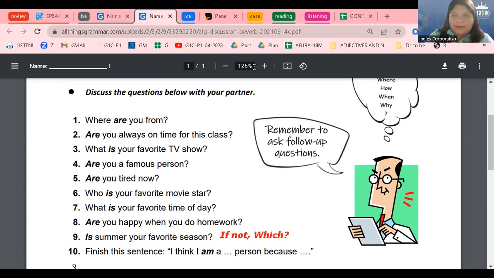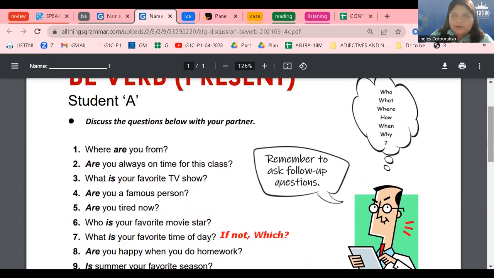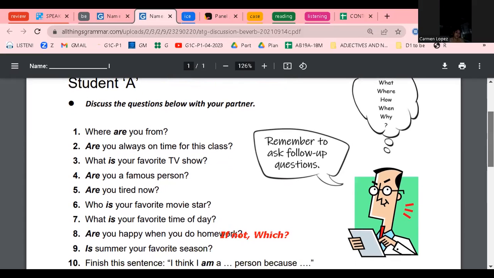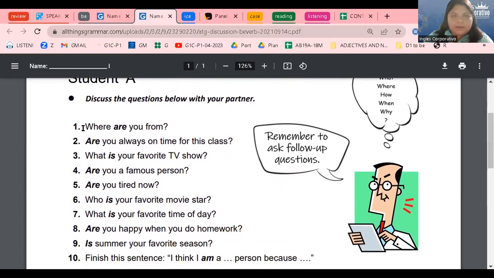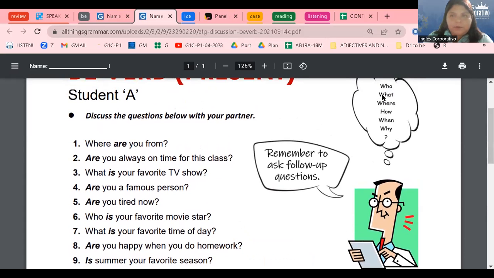¿Qué quiere decir? Que aparte de esas preguntas, tenemos otras por acá. ¿Ven? Who, what, where, how, when, and why. Tenemos esas WH questions para que ustedes puedan incorporarle más preguntas. Por ejemplo, where are you from? ¿De dónde eres? And what could be another related question? What do you do? Otra pregunta, la ocupación. Where do you live? ¿De dónde vives?